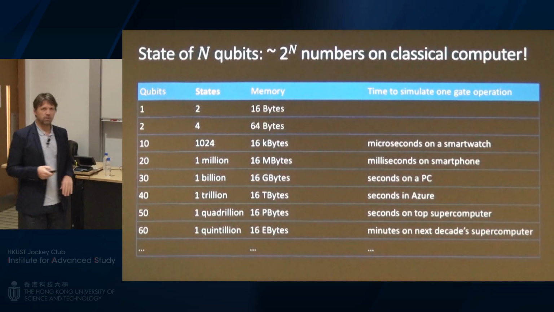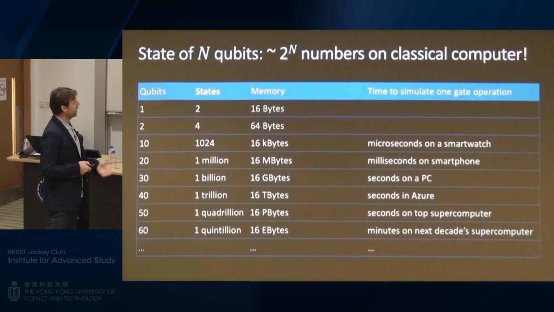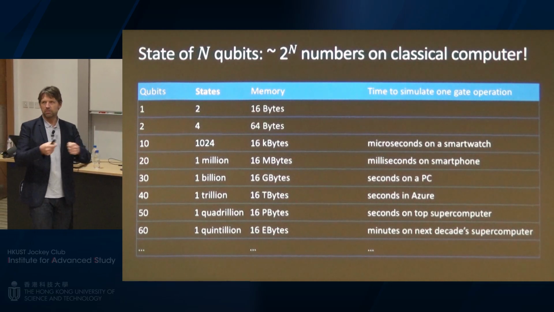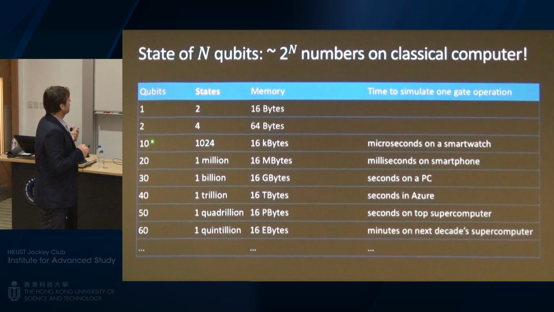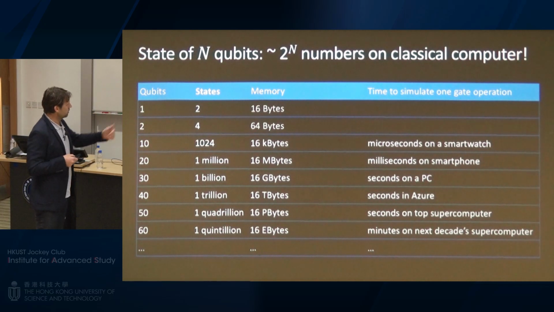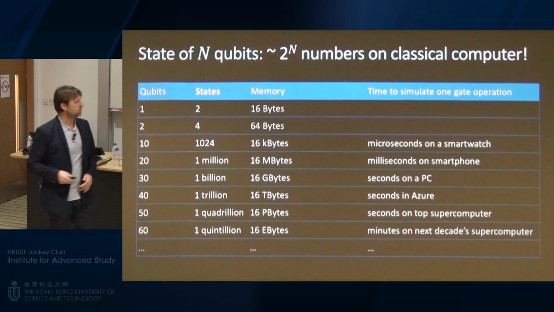The same scaling happens if you look at the time it takes to do an operation. If I do a single gate operation, an AND gate or a CNOT operation, then for quantum states you can do it in one go. But for larger amounts of classical states, 16 megabytes, for instance, describes 20 qubits. It takes a millisecond on your smartphone. You can still easily do it.